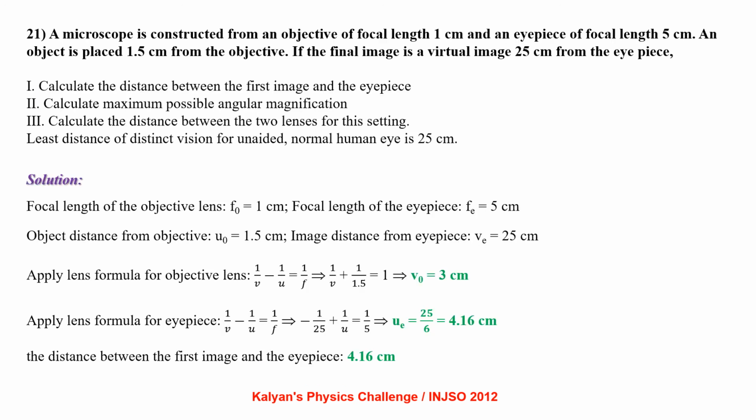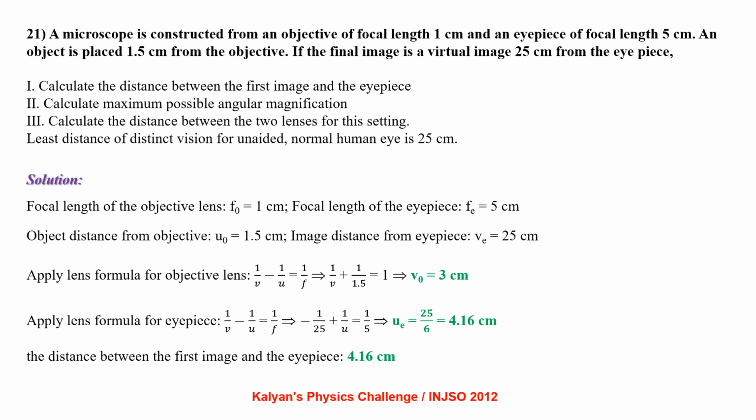A microscope is constructed from an objective of focal length 1 cm and an eyepiece of focal length 5 cm. An object is placed 1.5 cm from the objective. If the final image is virtual 25 cm from the eyepiece, then calculate the distance between the first image and the eyepiece. Calculate maximum possible angular magnification. Calculate the distance between the two lenses for this setting. Least distance of distinct vision for unaided eye can be taken as 25 cm.